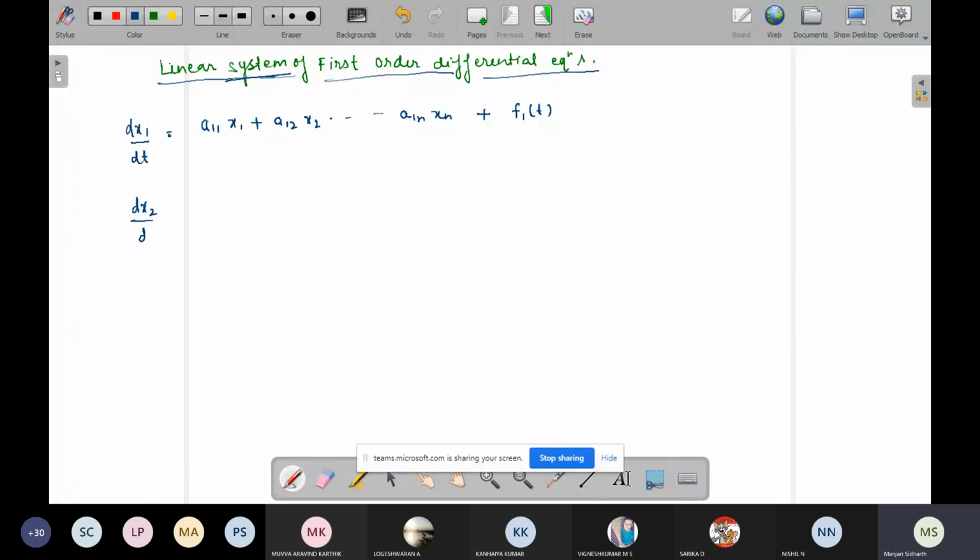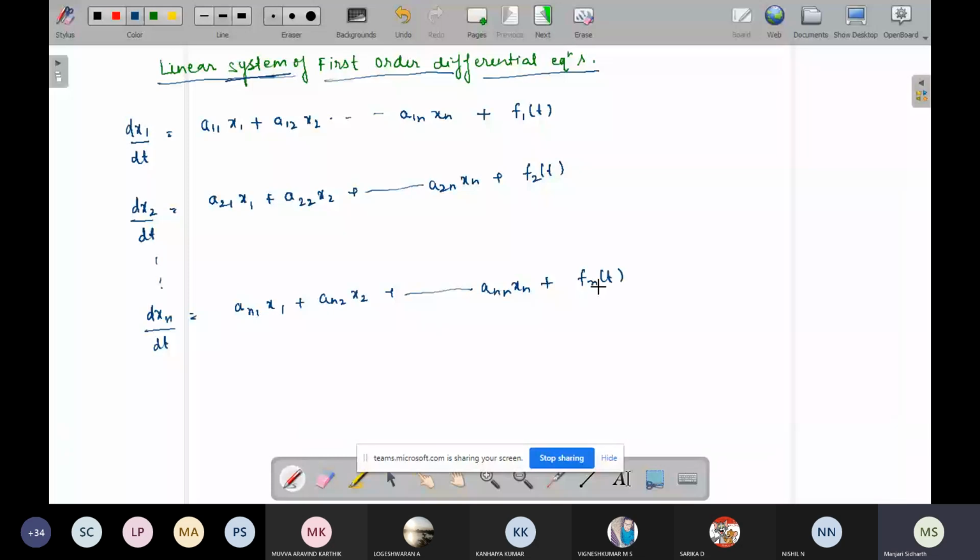So dx2 over dt is equal to a21 x1 plus a22 x2 up to a2n xn and some other function of the independent variable t. Let's write the nth equation for dxn over dt: an1 x1 plus an2 x2 up to ann xn, plus some function of t.